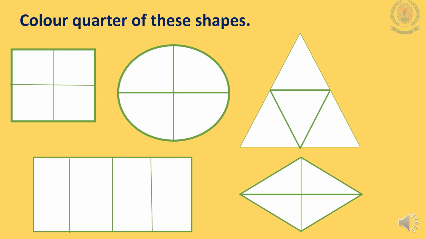Now you can see some shapes here. We cut these shapes into 4 equal parts, so you can identify what a quarter is. Then you can color it.